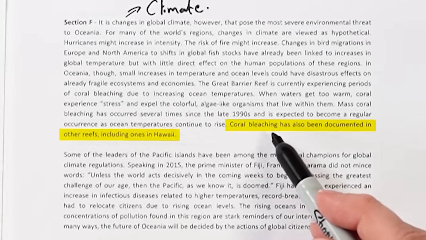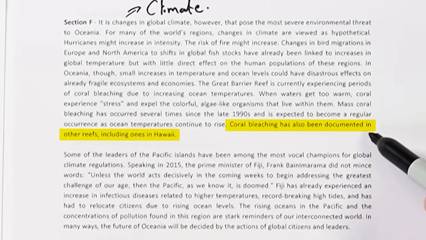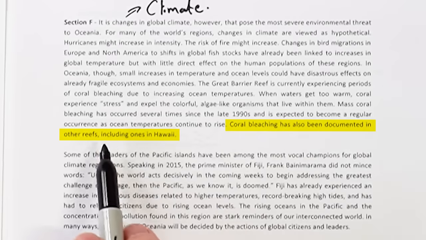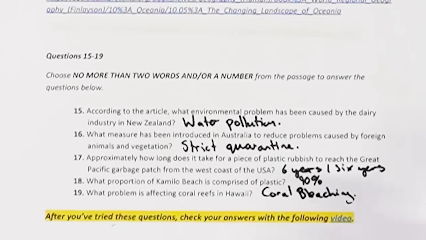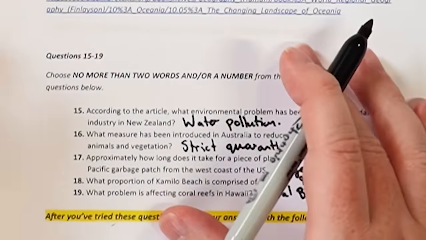And you could assume that that's what they're talking about, because it's the only place where you see the words reefs and Hawaii together. So you put in coral bleaching. So I think we can learn two things from this. One, how useful it is to have a strategy. Because if we did these questions first, it would be much more difficult to find the correct answers. We found these relatively quickly because we'd already done the hard work, and we needed to do that hard work anyway to find the answers to these questions.